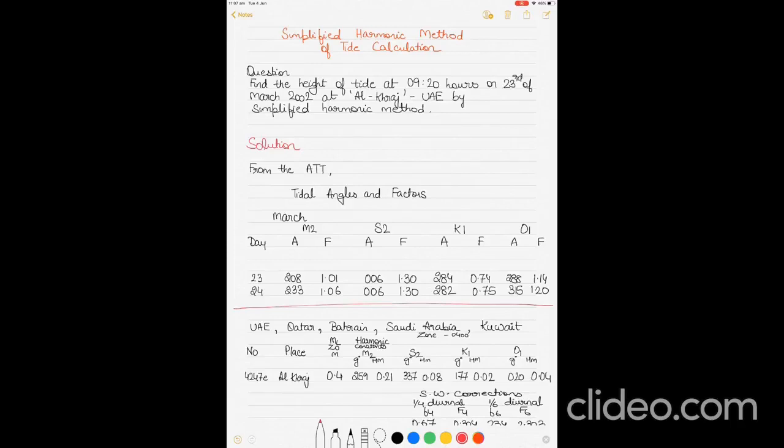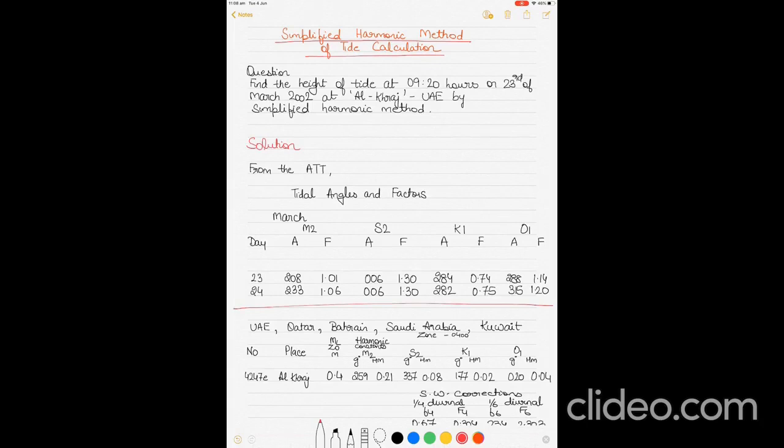Today I'll show you guys how to calculate the tides using the simplified harmonic method of tide calculation. This tide calculation will be done for a secondary port, and I'll take up a question for which I'll show you guys the solution as well.